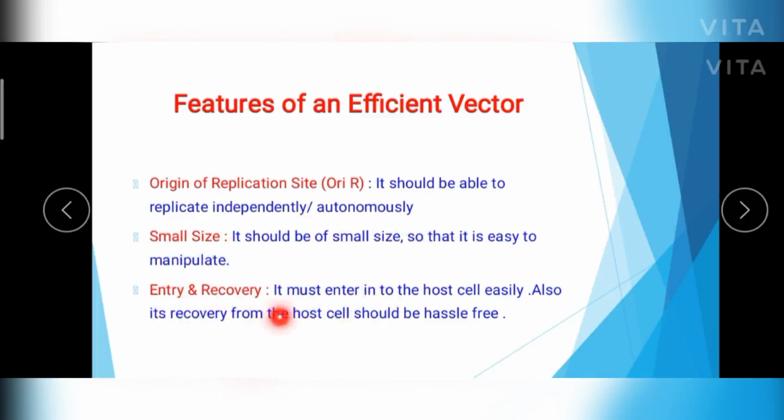The third point is entry and recovery. So, you will be introducing this vector into the host cell. The host cell will be providing the suitable environment for the growth and replication of the vector. Once you introduce it, at the end you will be recovering that one. So, the entry and recovery process should be hassle free. You should also take care that the particular vector which you are handling should be easy to recover from the host cell, and also the entry should be hassle free.